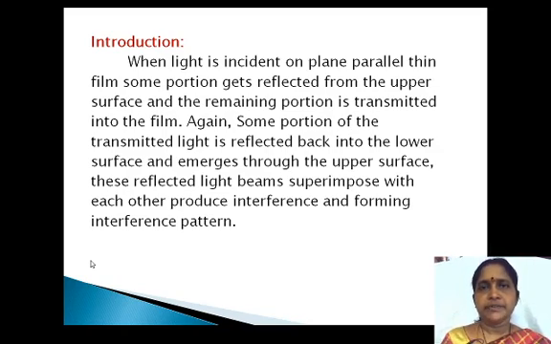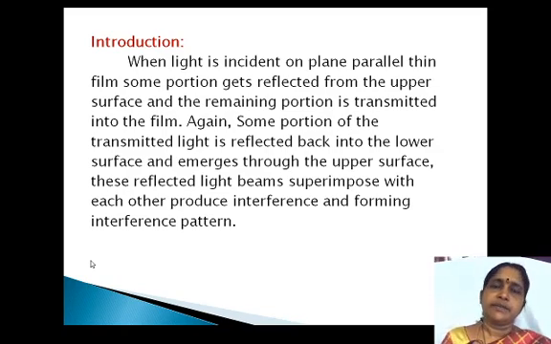Interference means the intensity modification as maximum intensity and minimum intensity. When the two light rays superimpose and the intensity is modified, those two light rays must be coherent. When the two light rays are coherent and superimposed, the intensity changes as maxima and minima. These two coherent light rays are the two reflected rays.